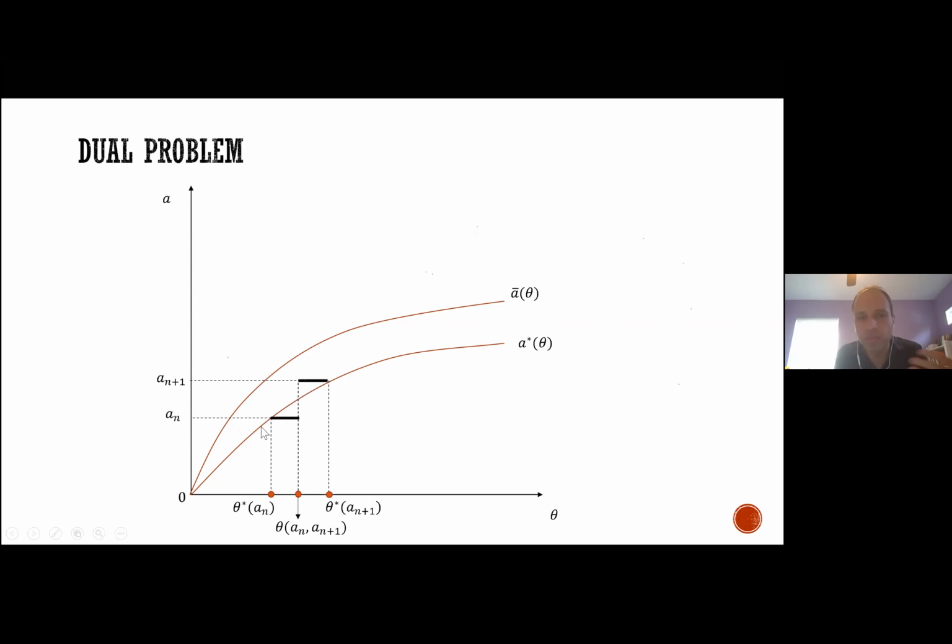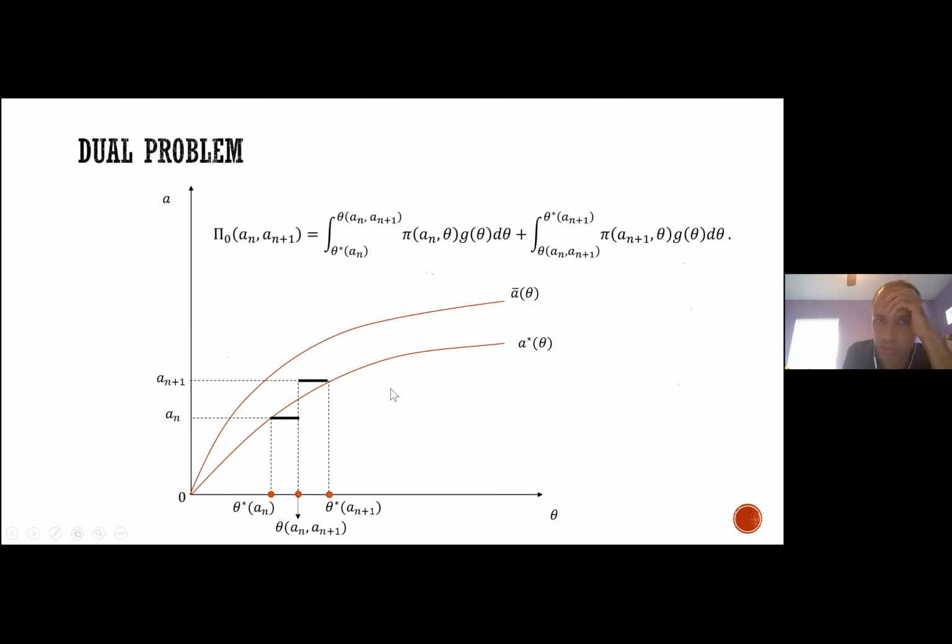What about a jump? Suppose the mechanism has a single jump between a n and a n plus 1. In that case, the principal's expected payoff over the interval between theta star a n and theta star a n plus 1 is given by this pi 0 function. Up until the type who is indifferent between these two actions, the principal's payoff is given by the fixed action a n and the corresponding types in that interval. And in the next interval, the principal's payoff is given by the fixed action a n plus 1 and the type theta. So whenever the mechanism jumps, this is the principal's payoff, and that's what the pi 0 function is for our decision maker.